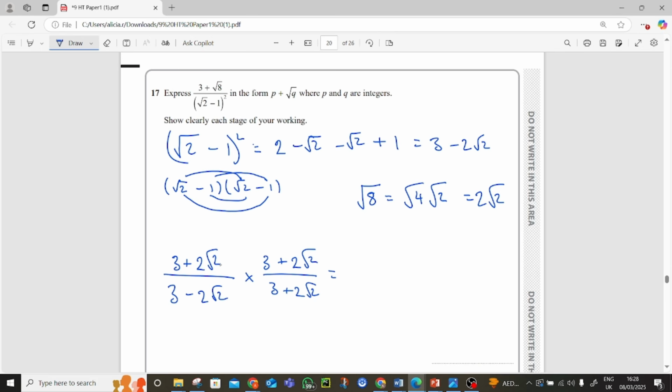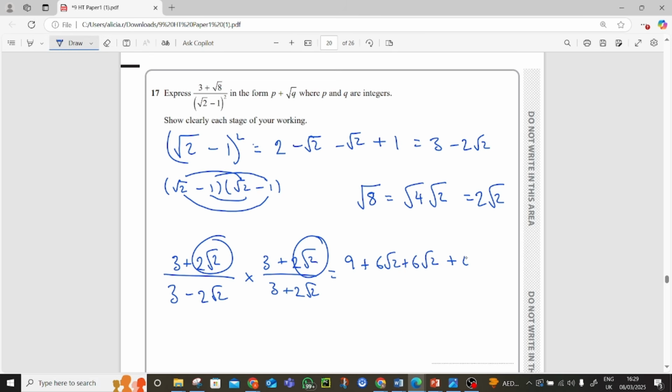And now I'm going to expand this. So to multiply this, 3 times 3 is 9. And then I have 3 times 2 root 2, which is plus 6 root 2. And then also another 3 times 2 root 2, so another plus 6 root 2. And then this is a little bit harder. I have 2 root 2 times 2 root 2. Well, 2 times 2 is 4. And root 2 times root 2 is just 2. So this is 4 times 2. Or actually, I'm going to straight away write that in as 8.